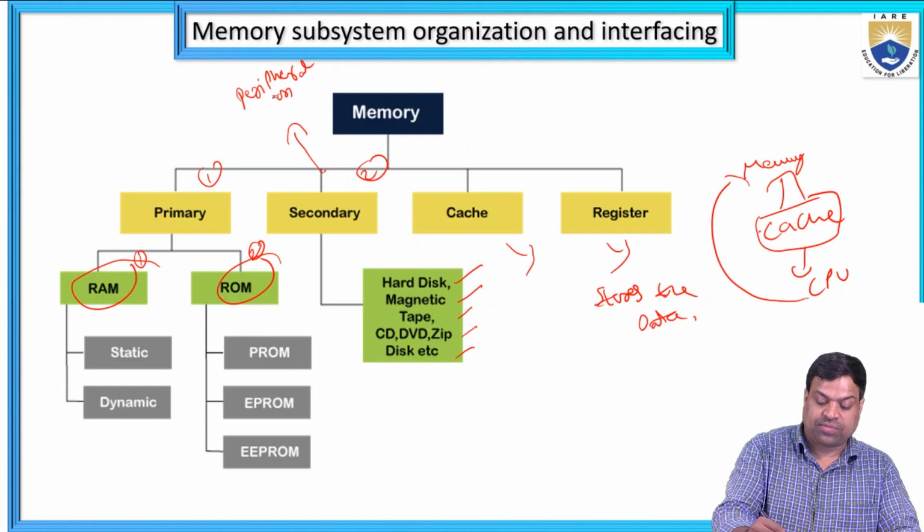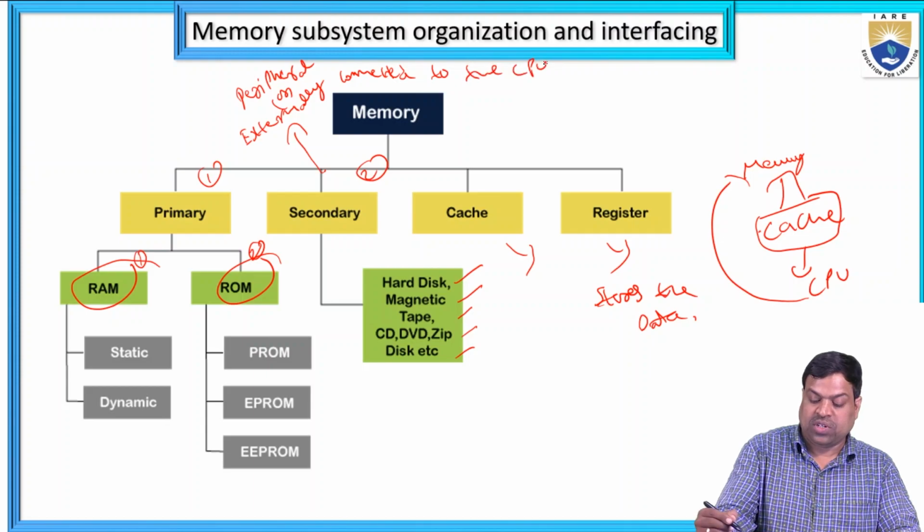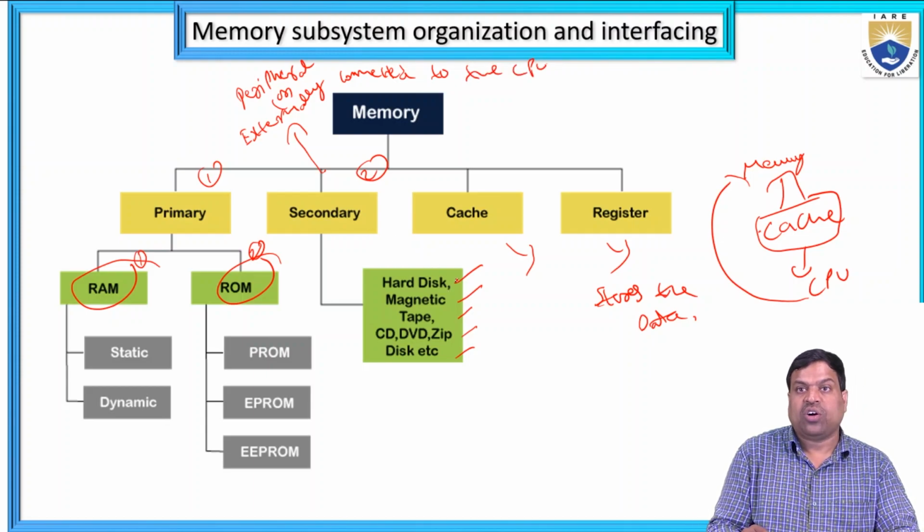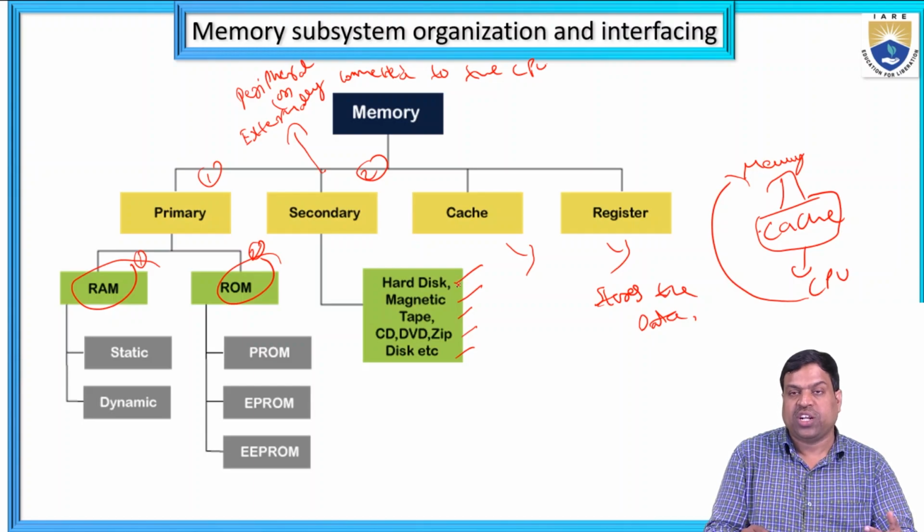Peripheral or externally connected to the CPU. So these secondary memories are hard disk. So hard disk is externally connected.